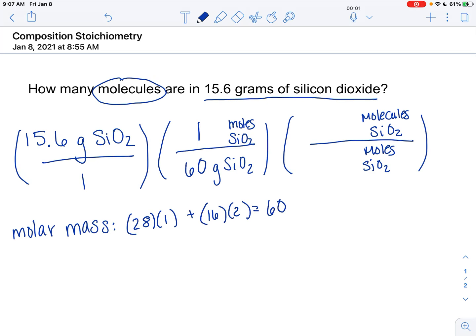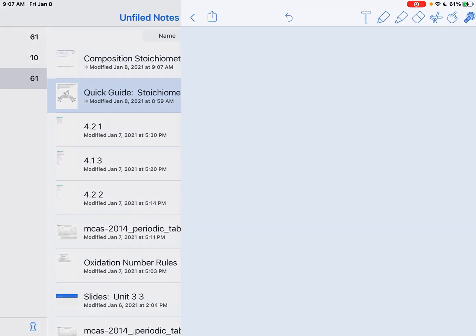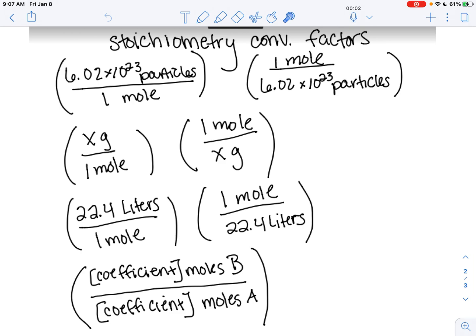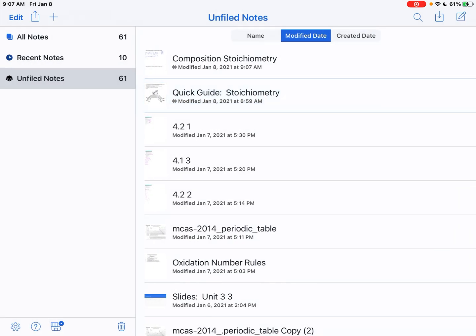For the next factor, we find the conversion factor that matches up with these units. So molecules on top, moles on the bottom is right here. Remember that a particle can be an atom, a molecule, or a formula unit. So we're going to put in 6.02 times 10 to the 23rd with molecules and 1 with moles.